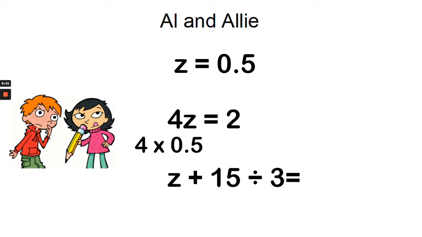Z plus 15 divided by 3. This is a BODMAS question. First, I need to find which operation needs to be done first. There are no brackets, no powers of, but there is division, so I do that first. Z plus 15 divided by 3 is the same as 0.5 plus 5. 0.5 plus 5 gives me 5.5. Well done if you got both of those, Year 6.